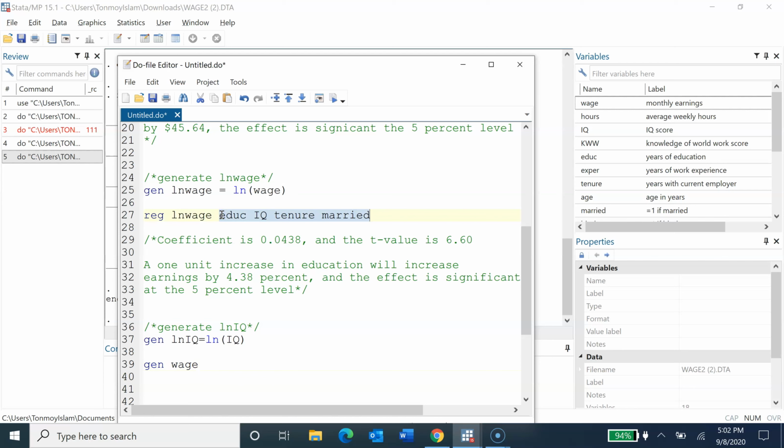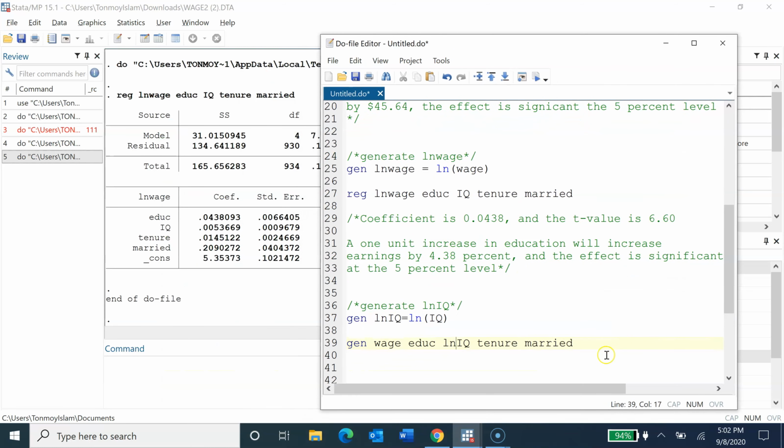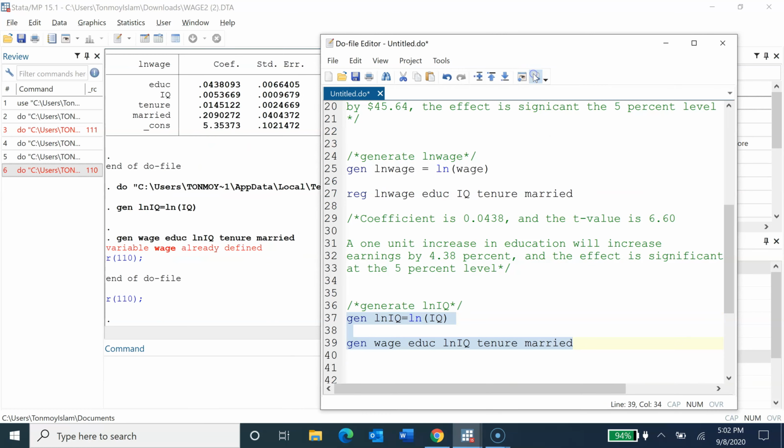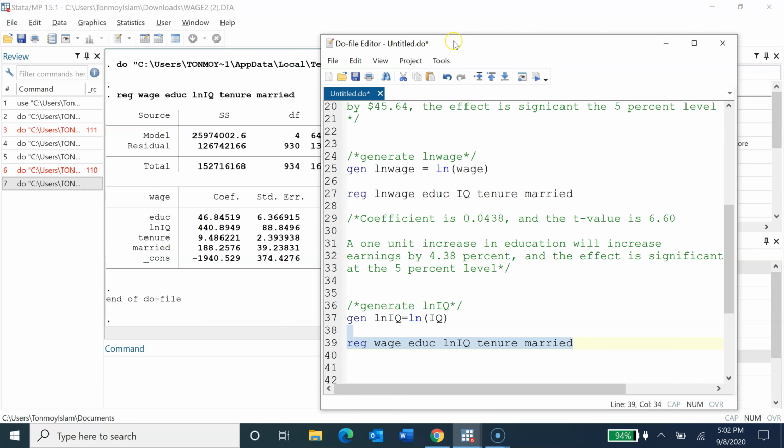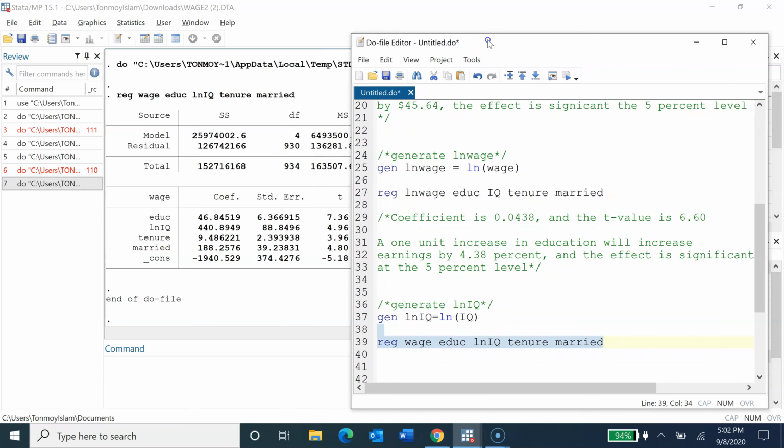Wage. Let's say we're running it with the dependent variable in levels and our ln of IQ in logs. Okay, it's not gen, it's reg. And now once you do that, if you look at it, ln of IQ is 440, and the t-value is 4.96.